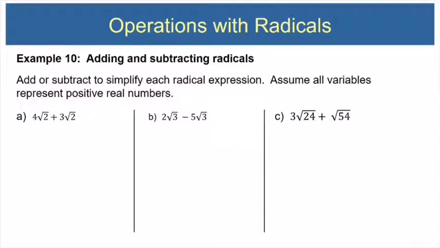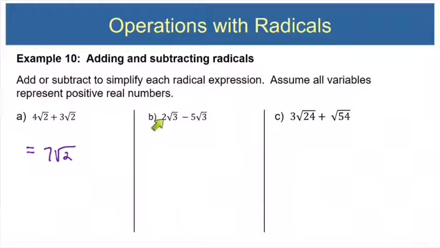So let's look at example 10 together, and our instructions say add or subtract to simplify each radical expression. Assume all variables represent positive real numbers. So here we go. Here we have 4 square root of 2 plus 3 square root of 2. Now imagine if this square root of 2 were an x. You would not have any problem saying 4x plus 3x is 7x. And here it's just the same. So 4 square roots of 2 plus 3 square roots of 2 gives us 7 square roots of 2. And of course, with the number written next to the radical like that, it's multiplication. So 4 times the square root of 2 plus 3 times the square root of 2 equals 7 times the square root of 2, but we usually omit the times when we're reading this.